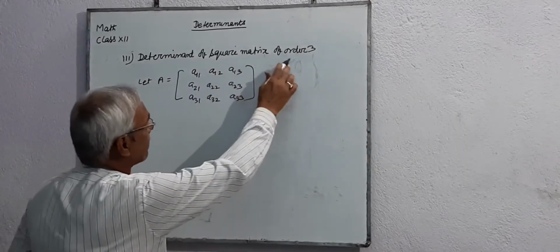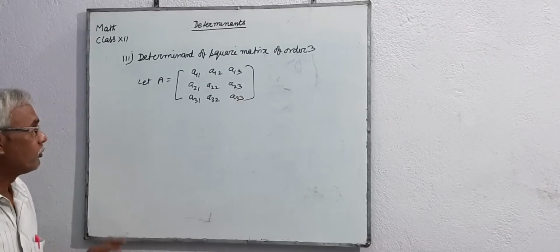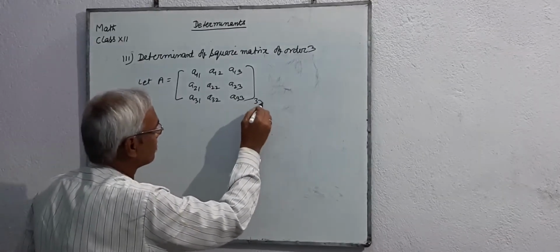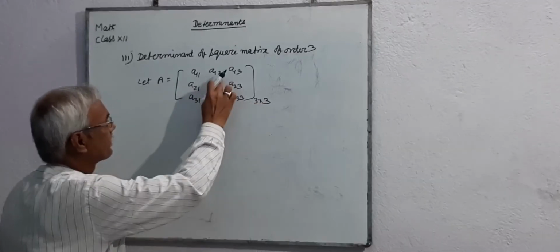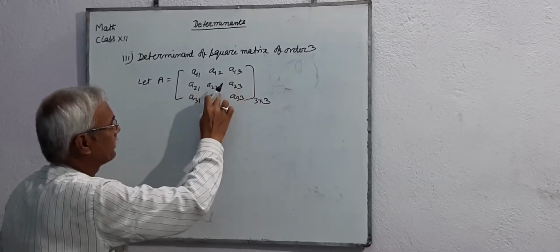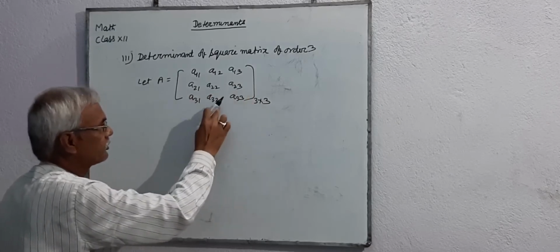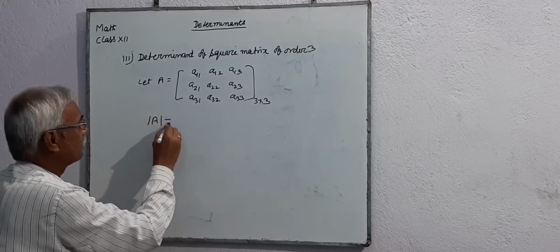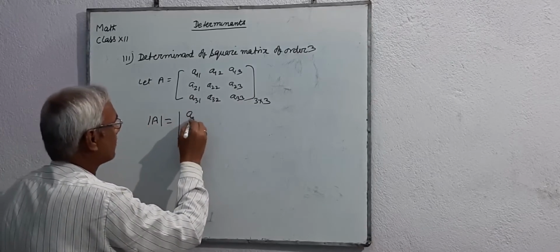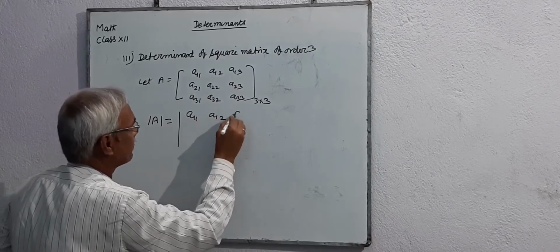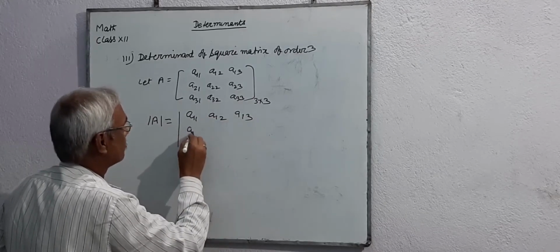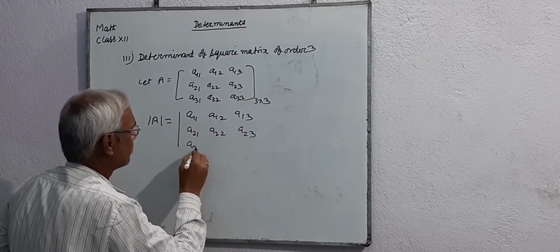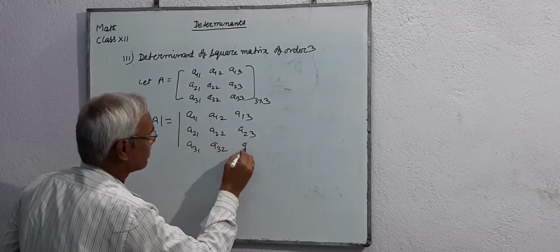Determinant of a square matrix of order 3. Let A be a square matrix of order 3 whose elements are A11, A12, A13, A21, A22, A23, A31, A32, A33. Then determinant of A equals the determinant with rows A11, A12, A13; A21, A22, A23; A31, A32, A33.